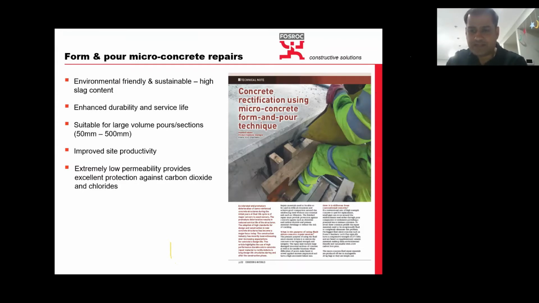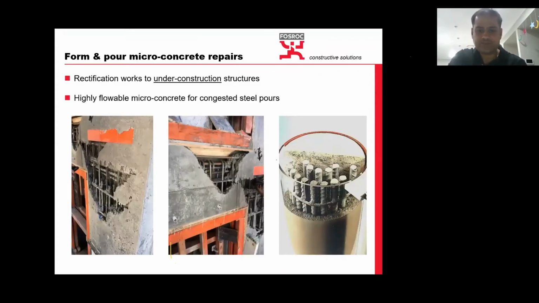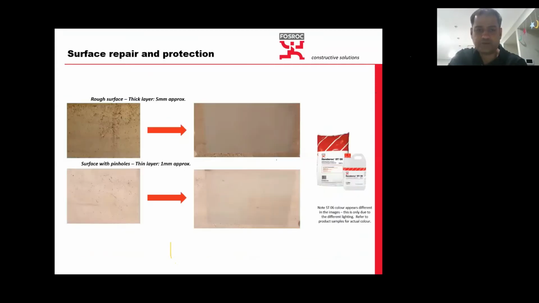For example, thickness to length ratio and all that, etc. This is how it works for large gaps. It really reinstates the structure properly. There are also repair materials that are used to enhance the cover.